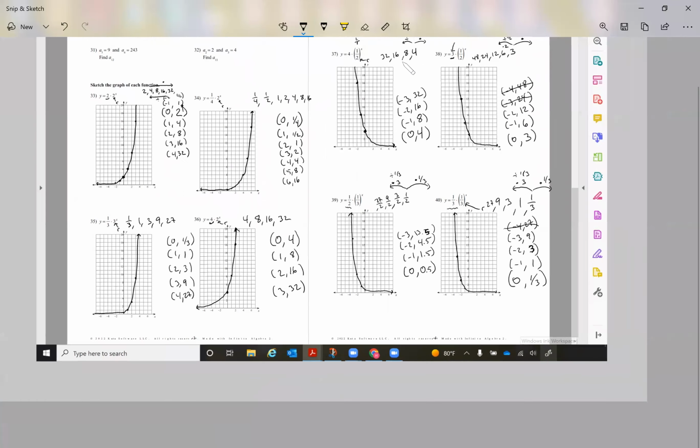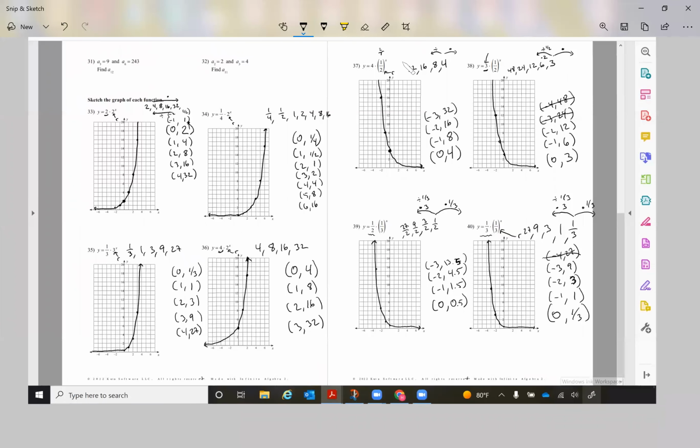Let me zoom out. One thing I want to say. Notice, like I said, we always read the graphs from left to right. When my ratio was more than 1, I'm looking at questions 33 to 36. When my ratio was more than 1, my graph went up. Again, from left to right. When my ratio was less than 1, look, it went down. So I call decay. That means it goes down. Use the list to create your graphs.